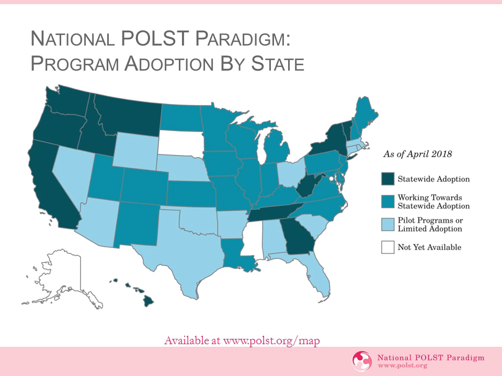So the darker green states are where you should be able to find it statewide, whereas the lightest color green or white are places where it's going to be a little bit more challenging to find POLST, or you might not even find people that know what it is. And that's where the state leaders can become helpful if you are interested in learning more.